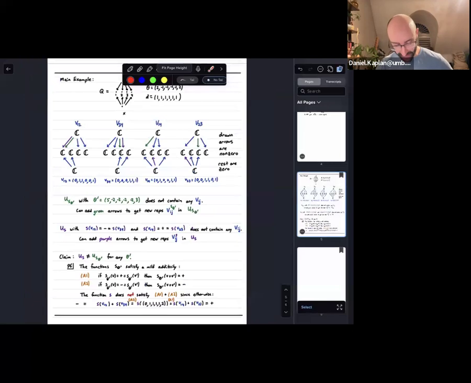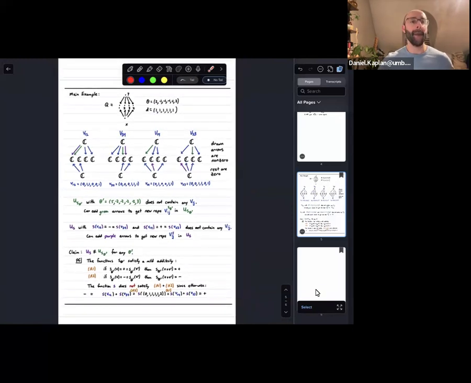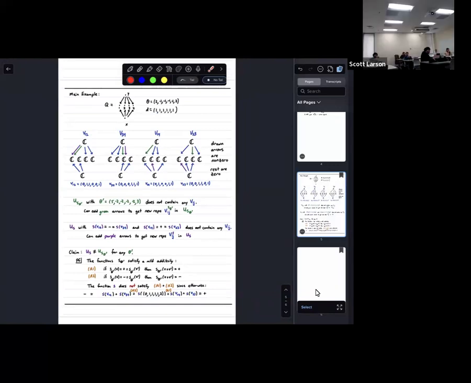Okay, let me pause because there's a fair amount of math in this main example, and let me see if there's questions. I've been going for a while now as well. Maybe actually in the interest of time, this is a good place for me to stop. Yeah. Any questions?